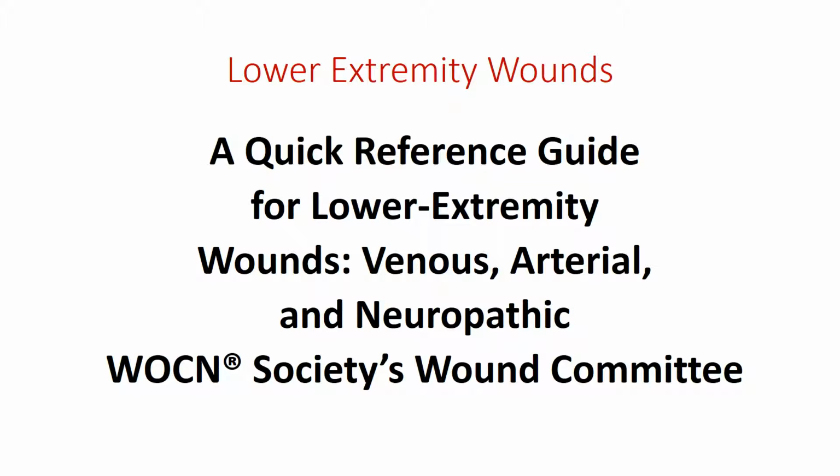The WOCN Society puts out a quick reference guide, and it goes through all the different lower extremity diseases, the venous, arterial, and the neuropathic, and it's available through the website.